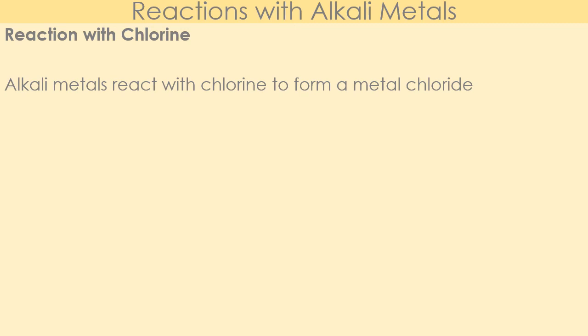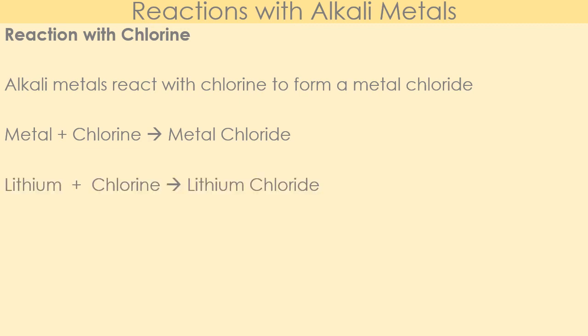Now, to do this, we need to heat up our alkali metals. So we don't often do it in school because it's a little bit dangerous. But if we heat up our alkali metals and add it to chlorine gas, we will react them together to make a metal chloride. So we have a metal plus chlorine will make a metal chloride. Again, I'm using lithium. Got lithium plus chlorine will make lithium chloride.